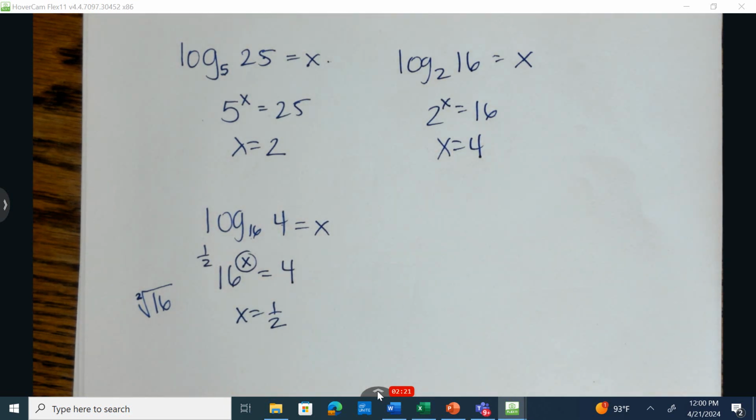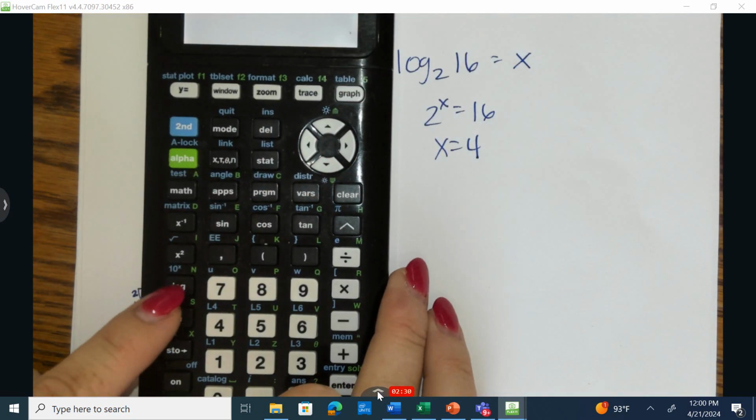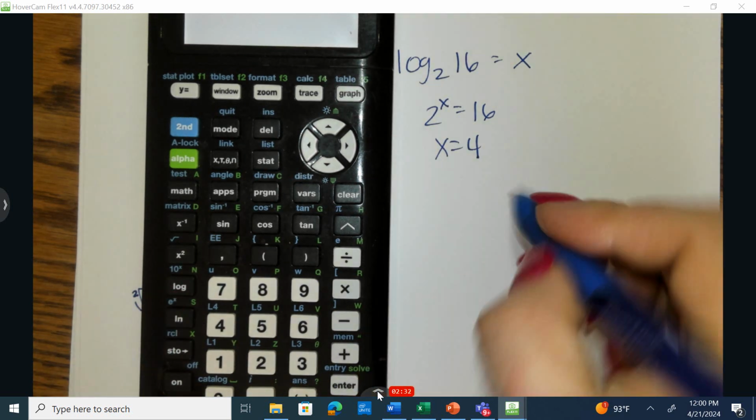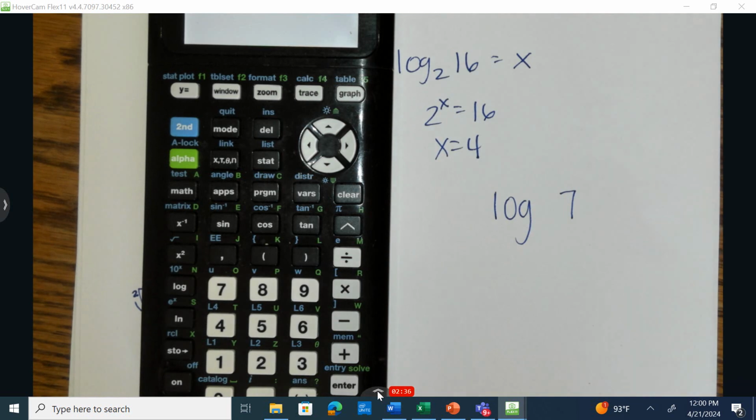Okay, now let's jump to what's called the change of base formula. Even though this is the non-calculator portion, I need to explain this to you. When you see this log button down here, this is log base 10. So if I just gave this to you and I said, evaluate this expression, we won't be able to do this in our head. We don't know what this is.